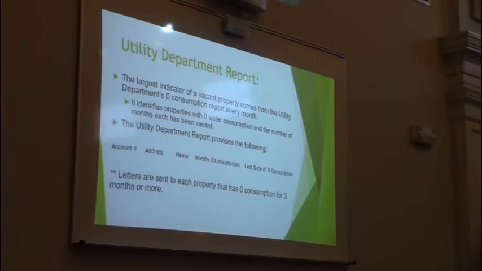So you can see the count number, the address, the name, months of the zero consumption, and the last date of zero consumption. So some of them are into 32, 33. Well, what we're looking for is the lowest ones, because when we started sending those out, those people have already received the letter stating that their property is vacant and they need to register it with the city. So now it makes it a lot easier for us when an address comes up. If it's a 3 or a 4, we can identify that and letters are sent to those specific addresses.